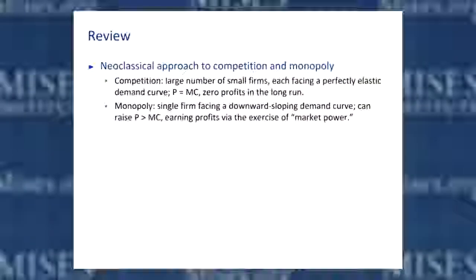So this firm is able to increase its profits by setting a price not equal to marginal cost, but by setting a quantity where marginal revenue is equal to marginal cost, and then bumping the price up to charge the maximum the market will bear. And this firm is able to earn profits, even in the long run, by exercising its so-called market power. Now, as we've discussed in the last two meetings, there are many problems with this particular approach to competition and monopoly.